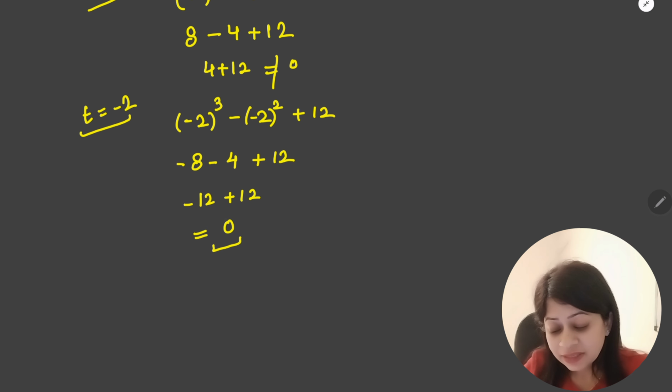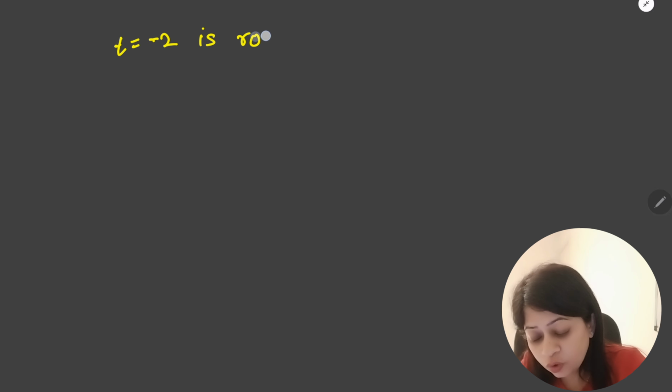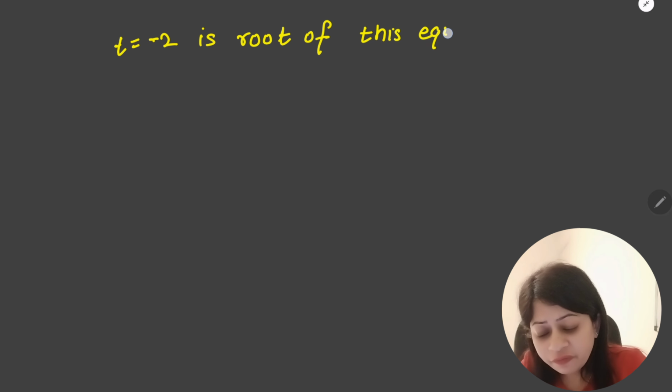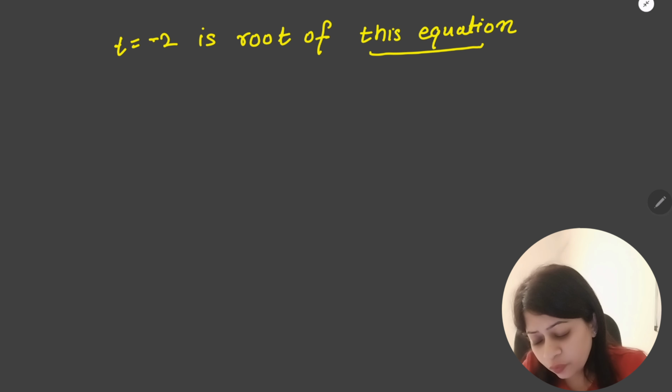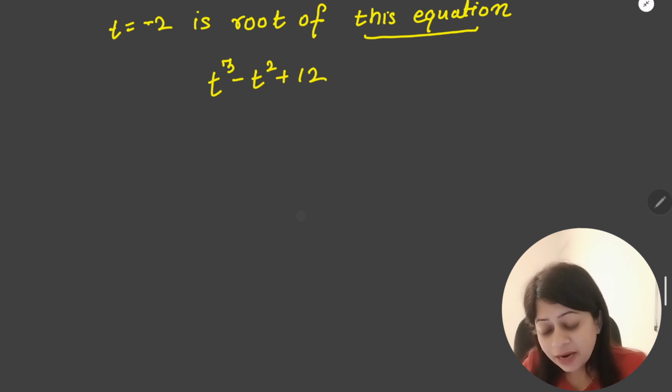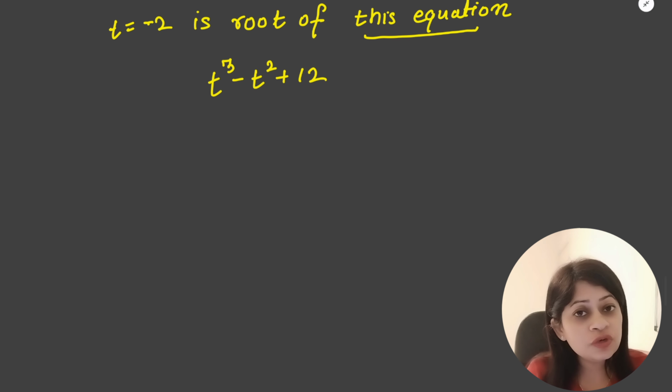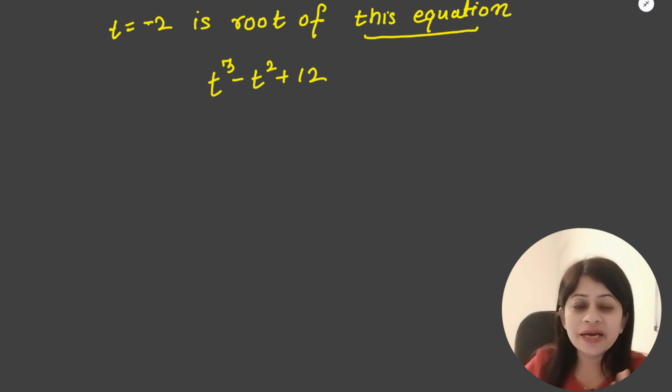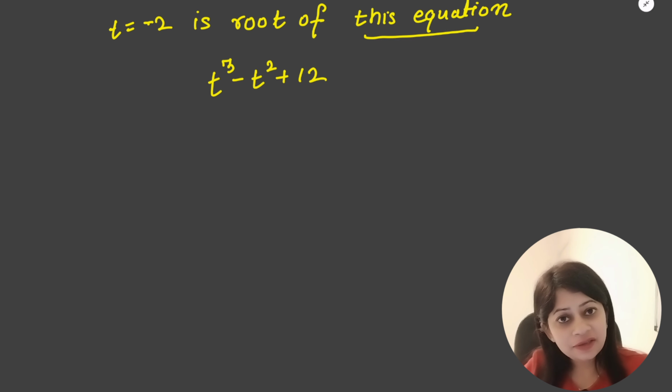So that means t equal to minus 2 is a root of this equation. Whatever value gives you 0 is the root of that equation. And the equation is t cube minus t square plus 12. Now we need to find the other two roots because it is a cubic equation, so you will get three values. How do we find the other two roots?